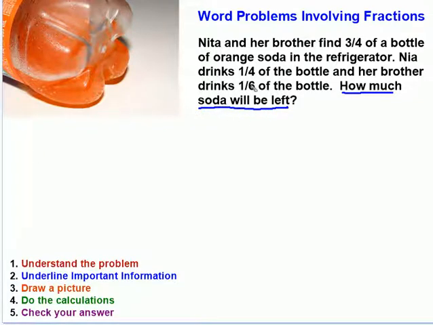So what's the important information? We'll underline that. That's 3/4 of a bottle is what they found in the refrigerator. Nia drinks 1/4 of the bottle. Her brother drinks 1/6 of the bottle.